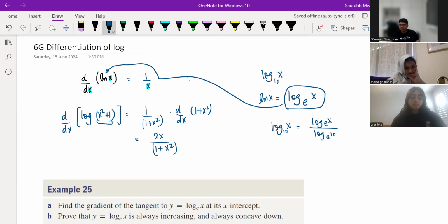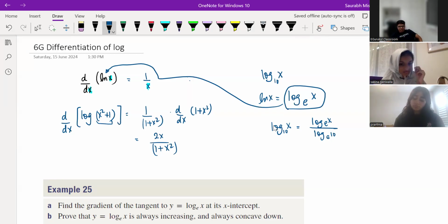Do you remember this log thing, Sakina? Do you remember? Little bits of it. Sorry? I remember little bits of it. I remember the differentiation though. Sakina, I was not able to hear you properly. What did you say? I said I remember the differentiation part.